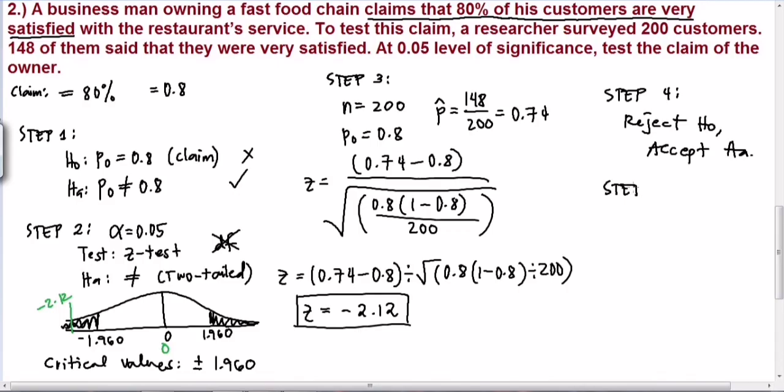So, ang step 5 natin, sabihin na lang natin na the claim of the owner or the businessman is false. Ibig sabihin, mali yung sinabi niya, hindi natin pwedeng suportahan yung sinabi niya na 80% ng kanyang mga customer ay very satisfied. Okay? So, the claim of the owner is false that 80% of his customers are very satisfied. So, mali yun. Yung sinabi niya na yun. Okay? So, that is it for hypothesis testing for proportions.